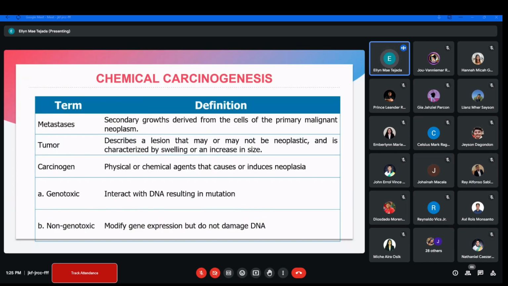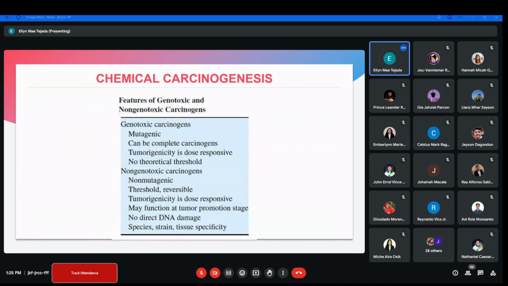Now, some of the common features of the genotoxic and non-genotoxic carcinogens will be shown on the next slide. So there you go. These are the common features under the genotoxic carcinogens. This includes being mutagenic, and they can be complete carcinogens. The tumorigenicity is highly dose responsive, and there is no theoretical threshold.